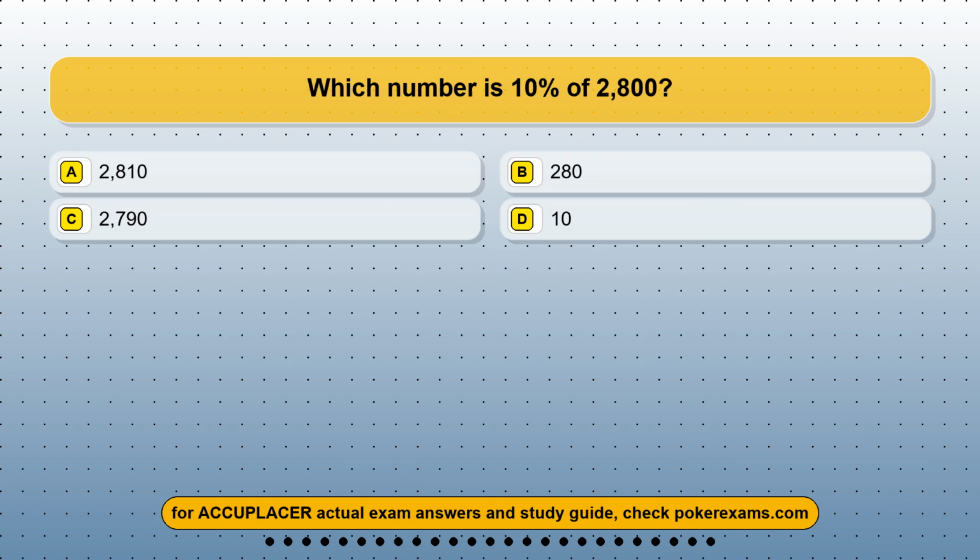Question 16. Which number is 10% of 2,800? Option A, 2,810. Option B, 280. Option C, 2,790. Option D, 10.